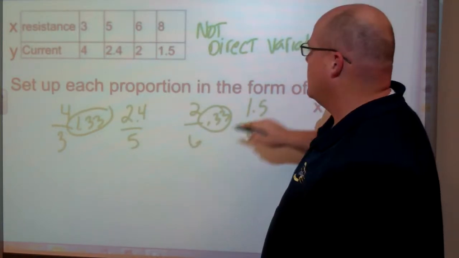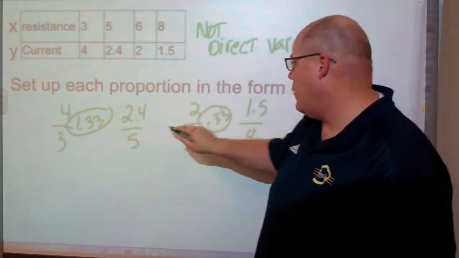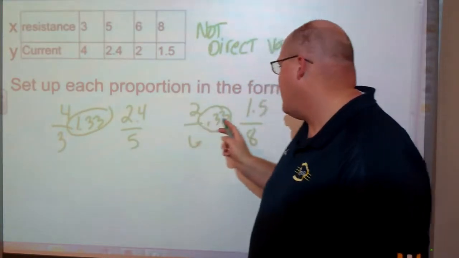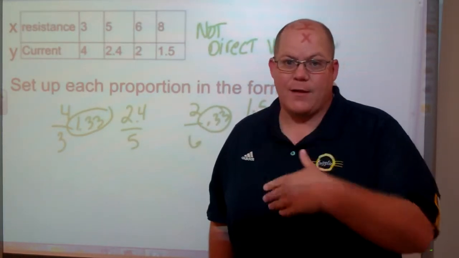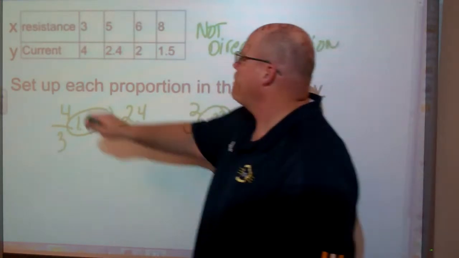variation. So you saw what I did: I set up each of my proportions, y over x, for each one, and then I solved each of these proportions. Now I'm checking to see, are the values of each of those proportions the same? If they're the same, then I can move on. If they're not, I stop and write not direct variation.